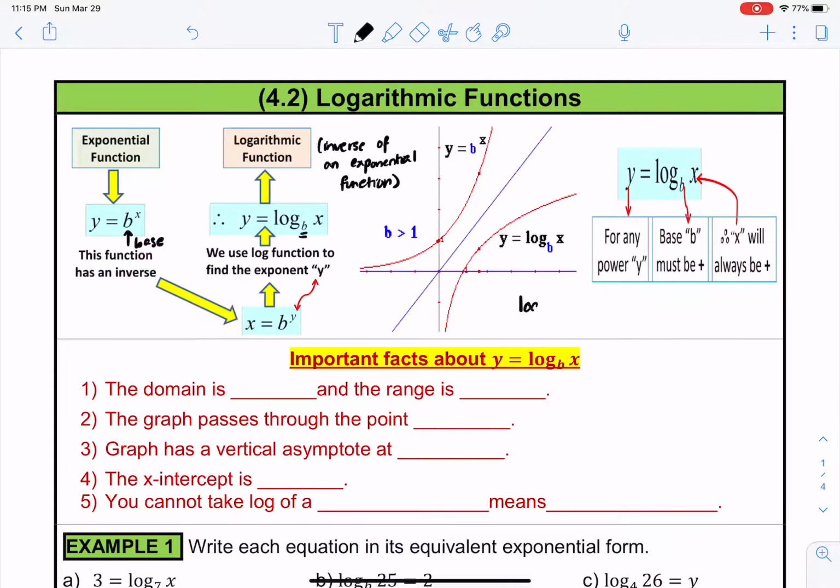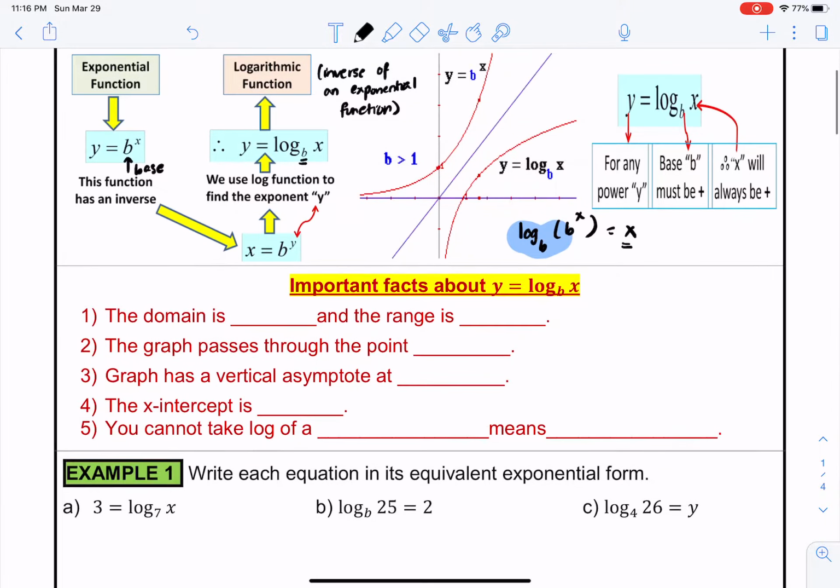So if we take log base b of b raised to x, the log b and b part simply get cancelled, even though cancelling is not the right term to use, but it's an easier way to remember this. So log b and b would just go away, giving us simply x. So a base b logarithm will undo what an exponential base b function did. So log b is undoing b raised to x, giving us simply x.